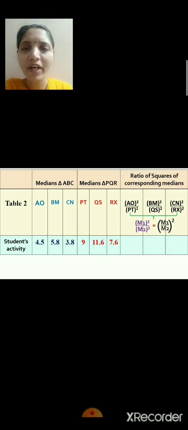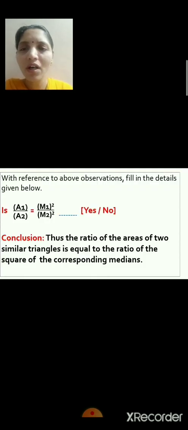After this you will write the conclusion. Here with reference to the above observations, you will write is A1 upon A2 equal to M1 square upon M2 square. If your answer is yes, you will write here yes. If you don't get the equal ratios, you will write here no. Then you have to write the conclusion in this form.